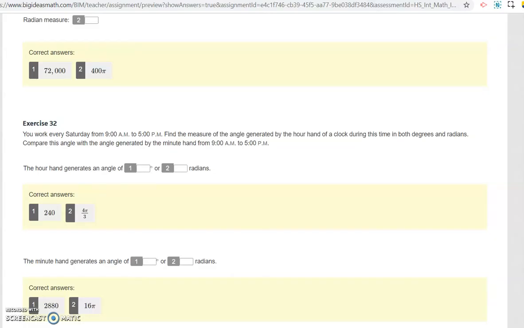Now let's take a look at number 32. You work every Saturday from 9 a.m. to 5 p.m. Find the measure of the angle generated by the hour hand of a clock during this time in both degrees and radians. And then compare it to the minute hand. Okay, we'll do hours and minutes.